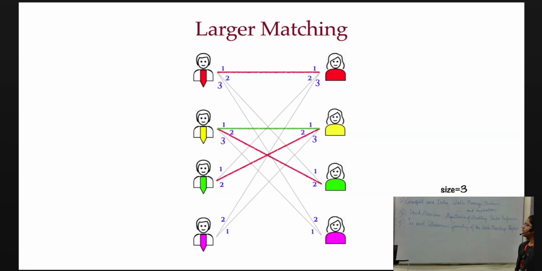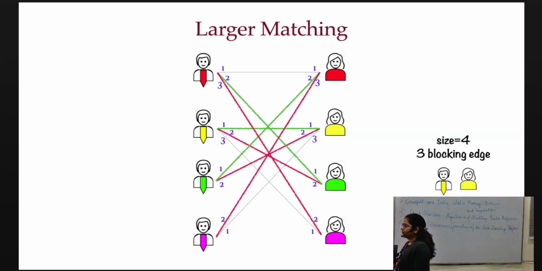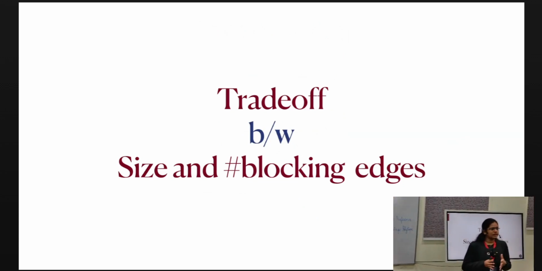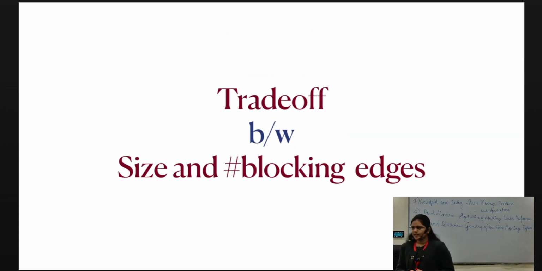Let us look at this matching with 4 edges. How many blocking edges are there? 3, right. So these are the blocking edges here. We can see that there is a trade off between size and the number of blocking edges. When we had a matching of size 3, we saw that there is 1 blocking edge. When we looked at a size 4 matching, then we had 3 blocking edges.